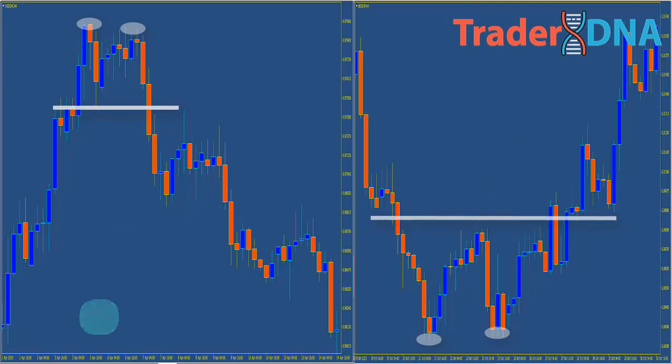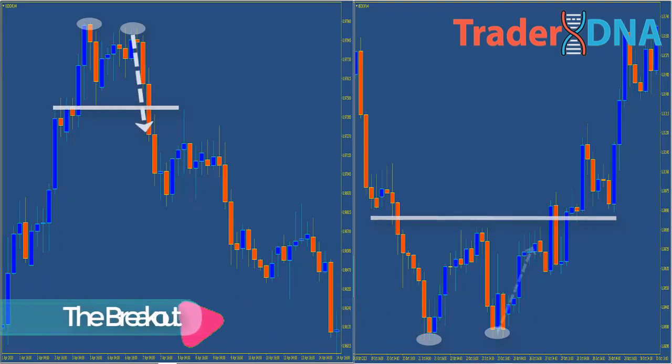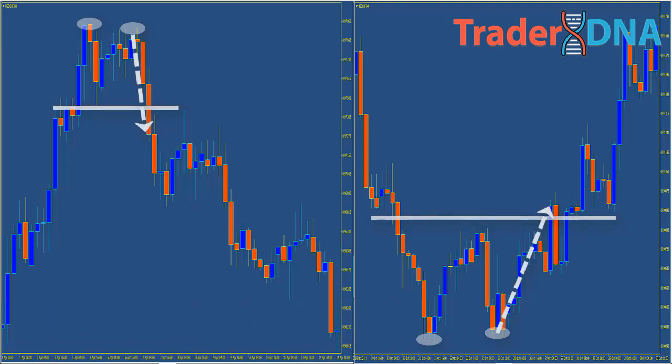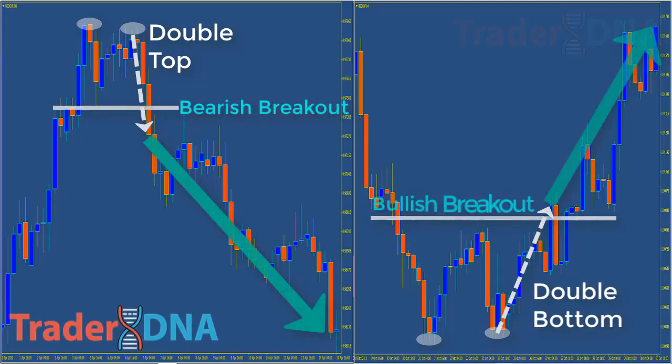The breakout, or the neckline breakout. The confirmation of the pattern comes when the price action breaks the neckline. Closing a candle beyond the neckline means that there is a valid breakout of the range, which comes after the initial trend. Since the breakout is opposite to the trend, we confirm the emergence of a new trend. If you have a double top pattern, you will wait for a bearish breakout. If you have a double bottom pattern, you will wait for a bullish breakout for your confirmation. Then you would trade the pattern in the direction of the breakout.